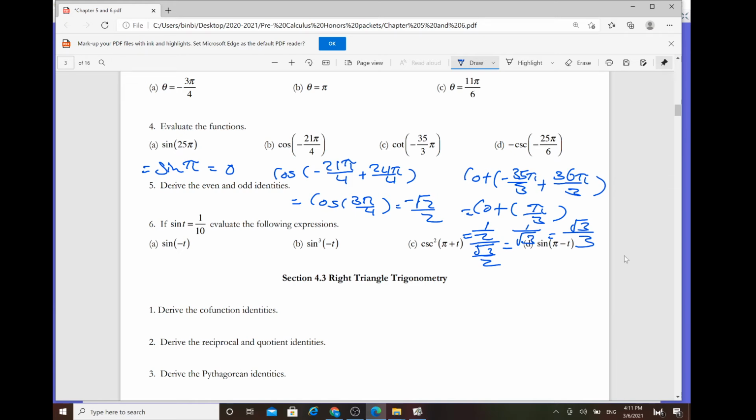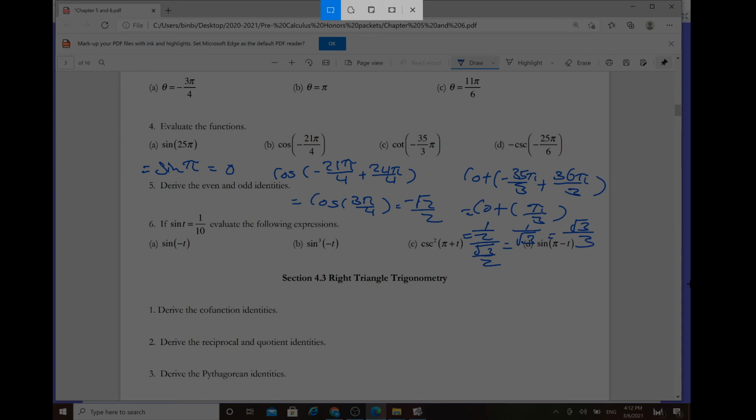Just like that. And this one, you probably want to try that, cosecant. Again, find out the positive coterminal angle first, and then find out the ratio. And then what about number 6? Okay, so number 6. So let's do A, B, and C. Again, D, I just want you to think about it. Okay, so for 6, A, B, and C.